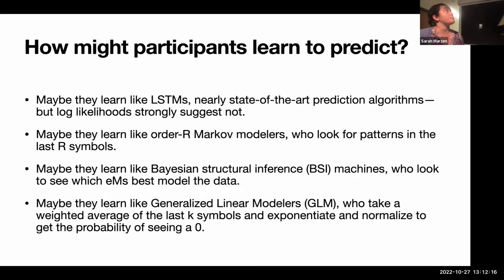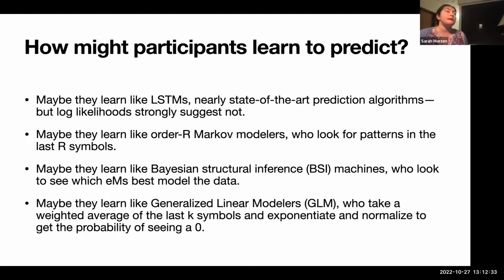So they could be learning like Bayesian structural inference machines. And what these people do is they would have a bag of epsilon machines, and they would look at their data and they would say, which epsilon machine best fits the data that I see? And then they would guess based on that epsilon machine.